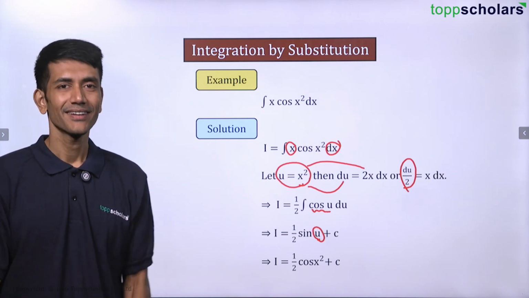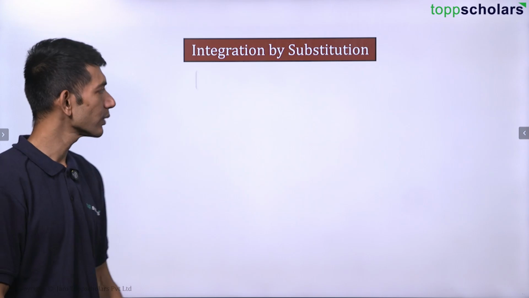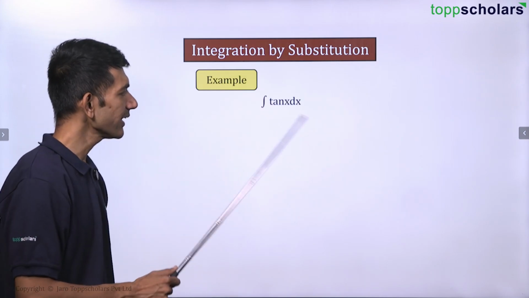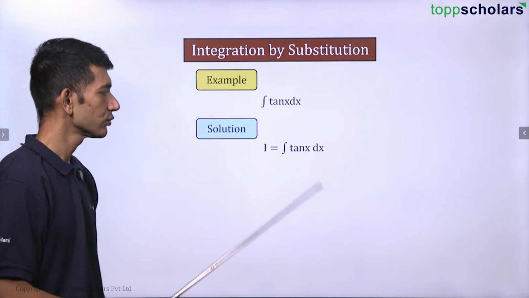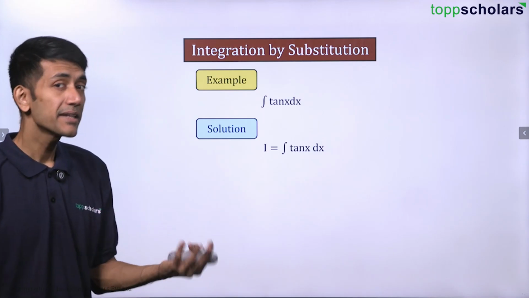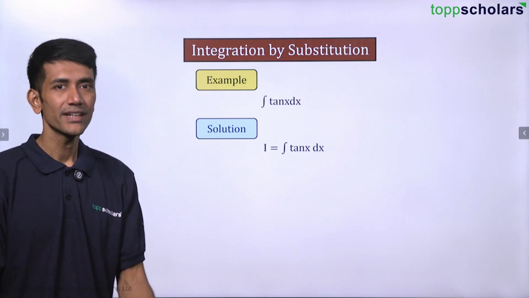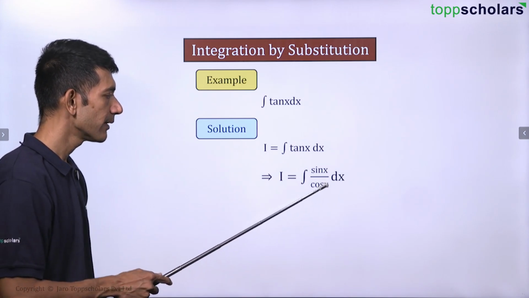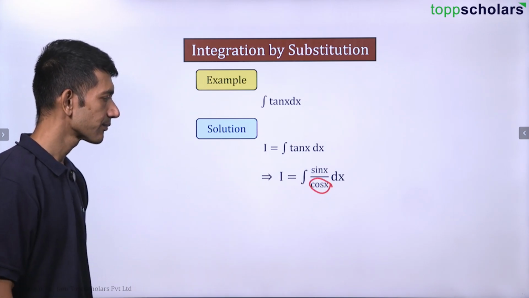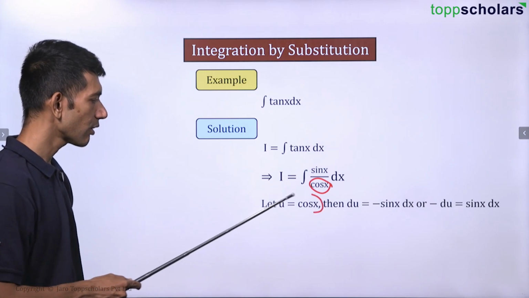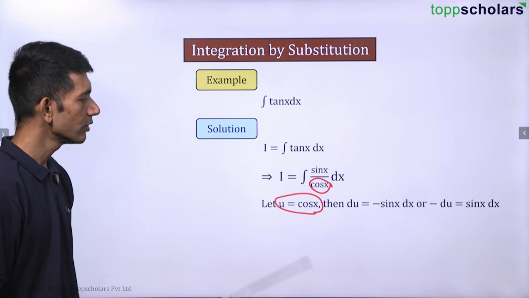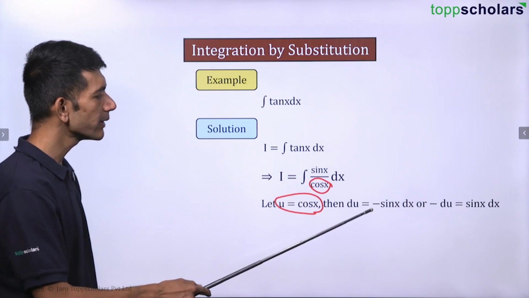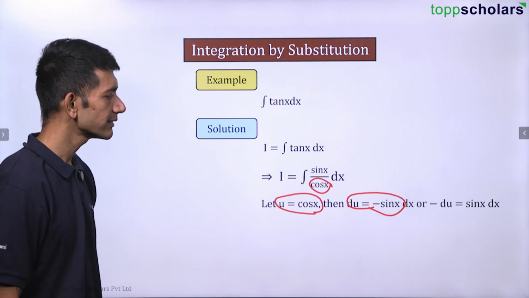Simple. Let's continue. Now let us see a new question. It says integration tan x dx. So we have integration tan x dx. Do we have a direct formula? We don't have the direct formula. So tan x can be written as sin x by cos x dx. Now we'll take cos x as t, or u. So du will become minus sin x dx, right?